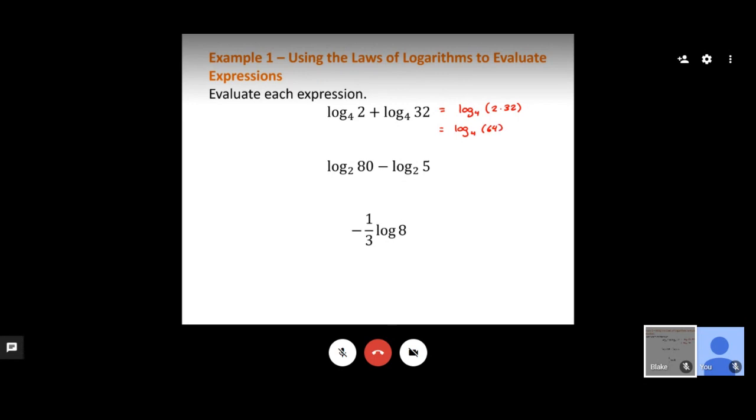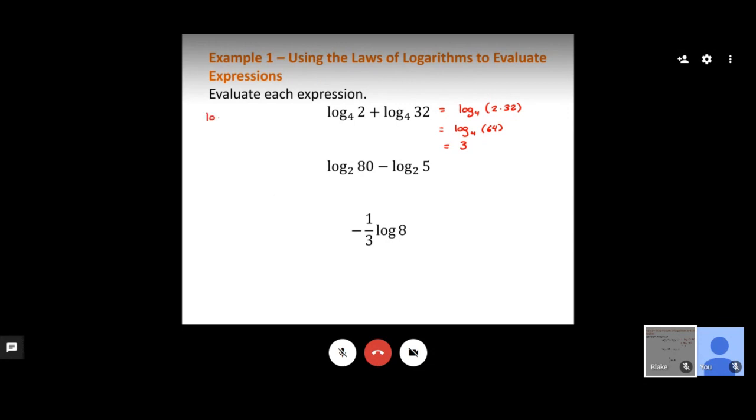And now we just need to evaluate that. Okay, and so we're asking ourselves 4 to what power would give us 64, right? That's what the base 4 log of 64 is. So what would that exponent be? It's 4 to the third power, and so this is just going to be 3 then.